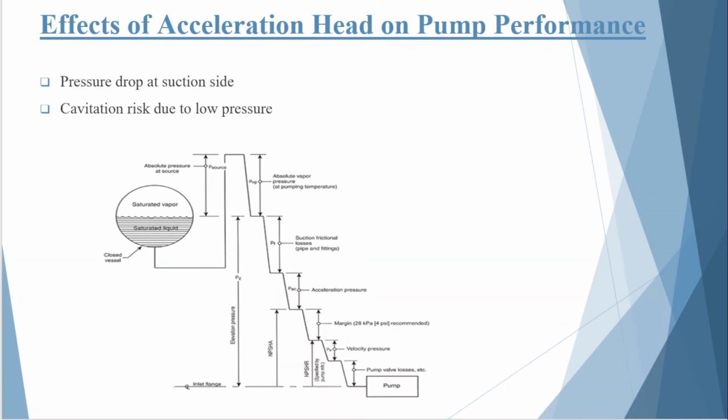The longer the suction or discharge pipe, the greater the mass of liquid that must be accelerated. Since acceleration head is directly related to the mass of fluid, increasing pipe length increases the acceleration head. This is why engineers always try to keep suction piping as short as practically possible.